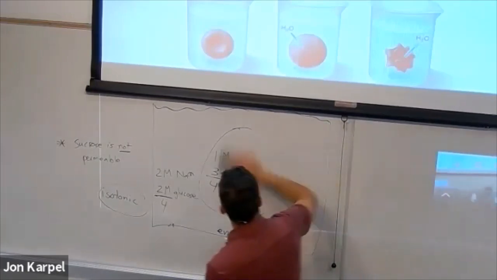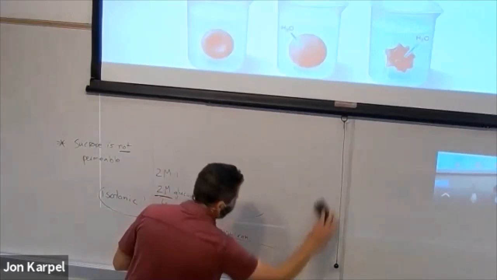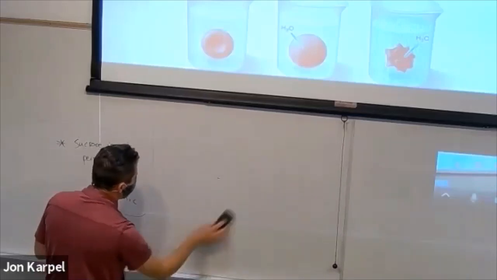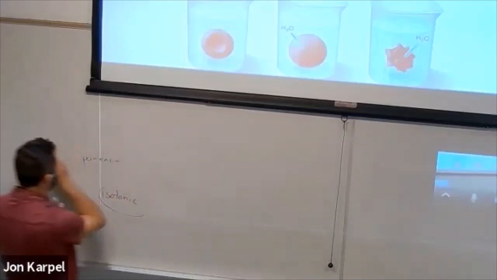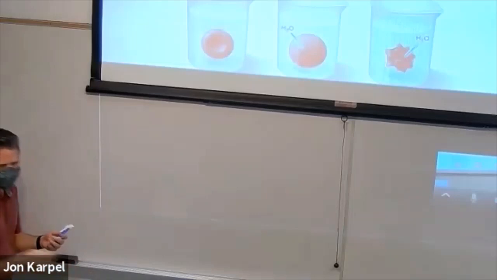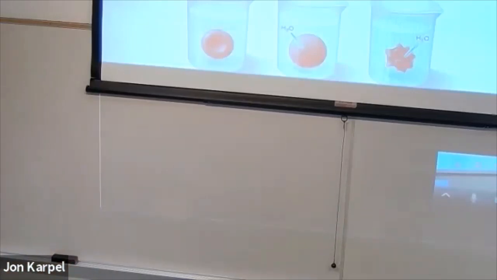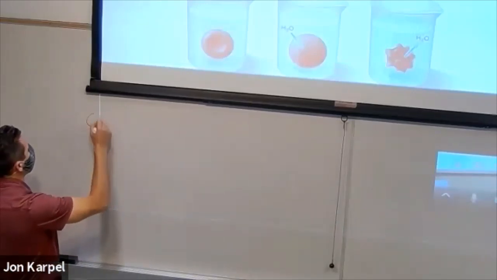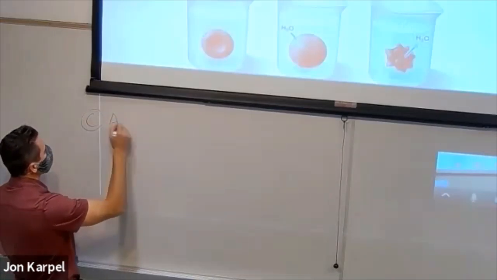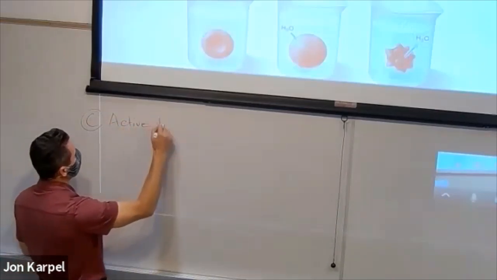So passive didn't rely on a direct input of energy. That's going to be the major difference between passive and active. I think this is letter C, if I remember correctly. Passive was letter B, in your notes.